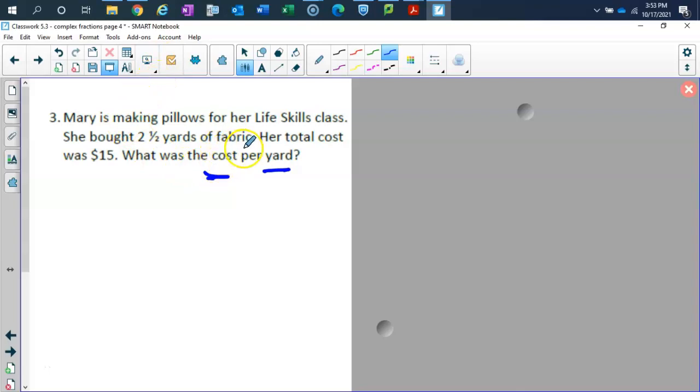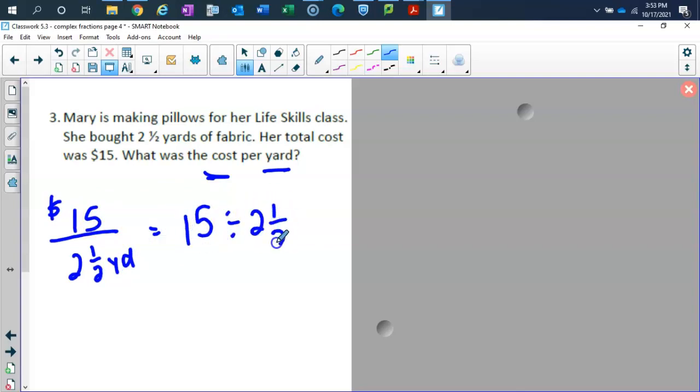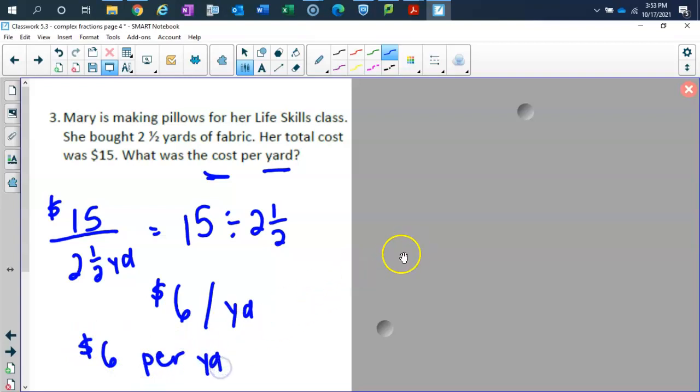Well, remember, cost per yard. Money always goes on top. Guys, we have said that a lot of times. So, $15 for 2.5 yards. I'm going to do 15 divided by 2 1/2, and you are using your calculator. You end up with 6, and it is $6 per yard. You can write it like that, or you can write it like this. $6 per yard. Make sure you have a label, because remember, a rate means nothing without a label. 6 is different than $6 per yard.